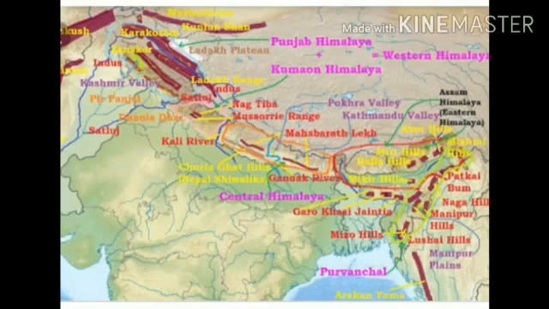Students, what are Kumaon Himalayas? Yes, the part of the Himalayas lying between the Satluj and Kali rivers is known as Kumaon Himalayas. Students, where are Assam Himalayas located? Yes, Assam Himalayas are located between Tista and Dihang rivers.